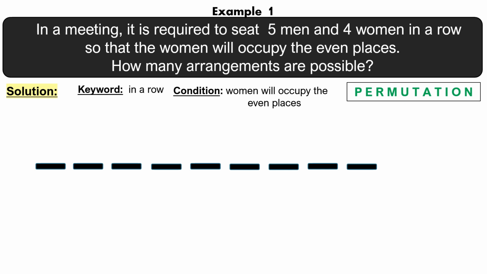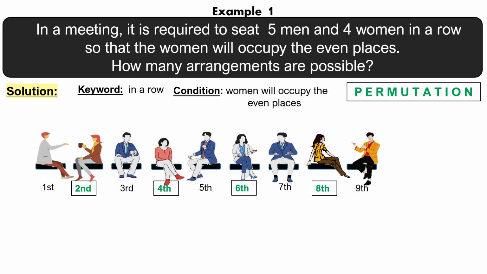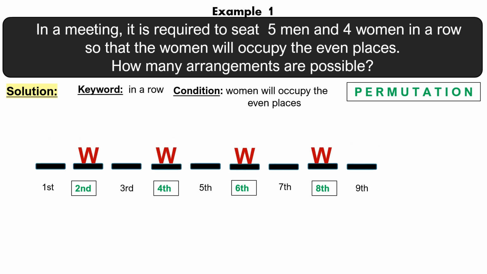So unahin natin i-place yung may condition. The 4 women occupying even number places, 2, 4, 6, and 8. And on the remaining places, this will be occupied by the 5 men. Now, para mas maintindihan natin, palitan natin yung images ng letters that will represent men and women. For women, let me represent them with letter W. And letter M naman for the 5 men.